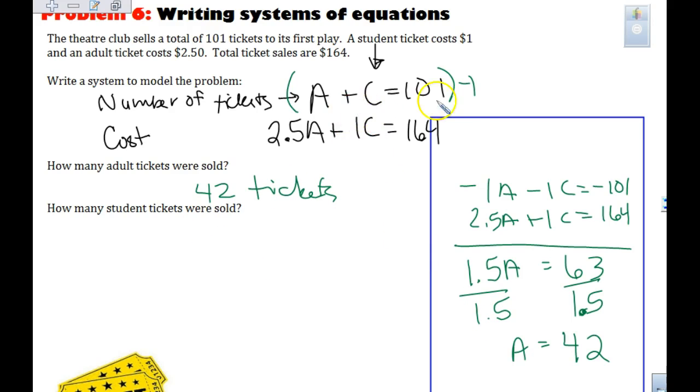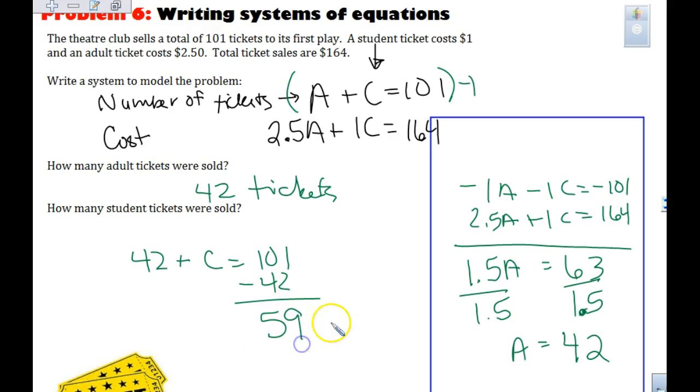And now to find the student ones, all we really have to do is, in that first equation, 42 plus the children equals 101. And I had someone ask, do I have to write that down, or couldn't I just take 101 minus 42? Yes. Which gives us 59 student tickets.